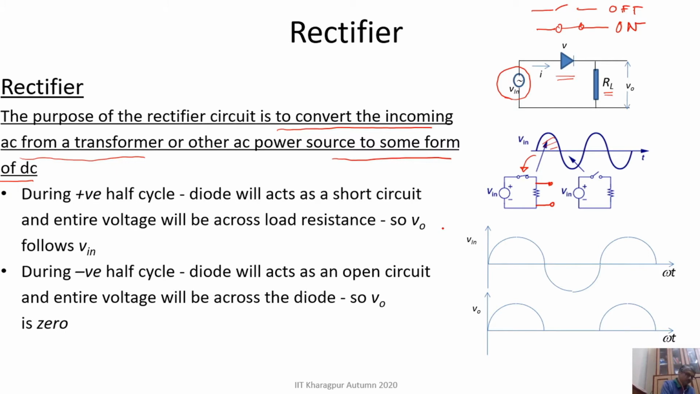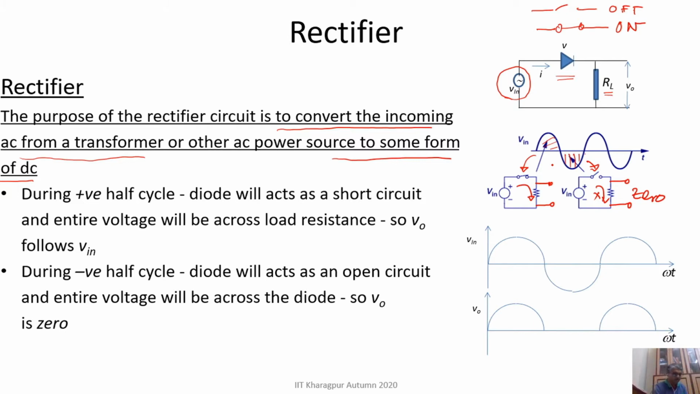Now what about the negative half of the signal? In the negative half of Vin, obviously the diode will be off because it will be reverse biased. So if I measure the voltage across the load resistance RL, it will be 0 because there is no current flowing through the circuit, whereas in the positive half cycle there is current flowing through this circuit.